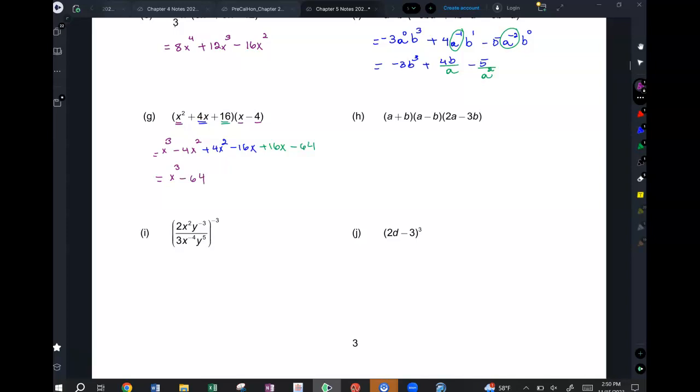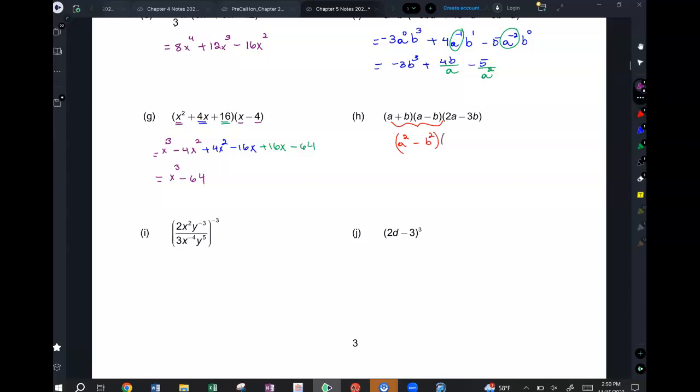All right. Here, a plus b, a minus b, and then 2a minus 3b. So first we're going to multiply these two to each other. And this is a pattern: a minus b, a plus b becomes a squared minus b squared. You have to put that in parentheses.